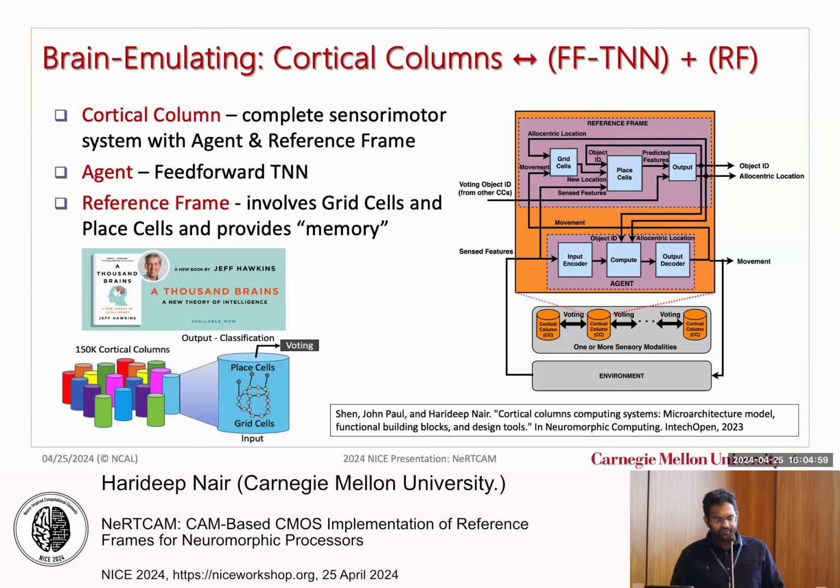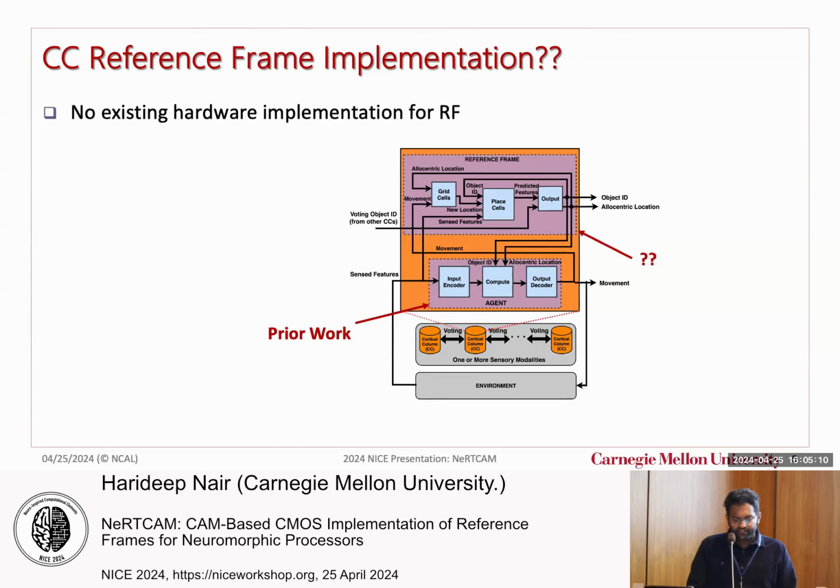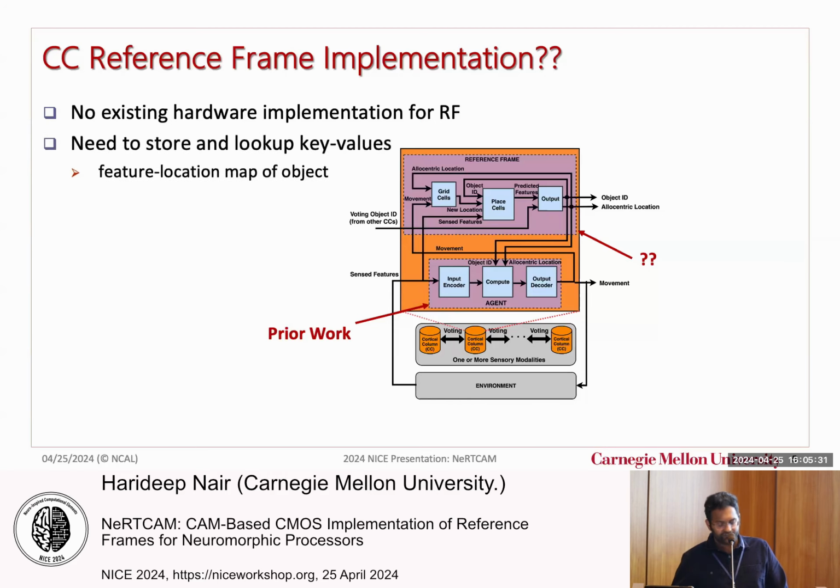And so the question is, can we build these cortical columns in hardware? And a lot of our prior work has focused on implementing temporal neural networks and parts of the agent, compute, etc. But so far, a hardware implementation for a reference frame is lacking. And so we come from a computer architecture standpoint, and we always ask the question, what's the architecture or microarchitecture that can efficiently implement something, right? So in this case, we are focused on the cortical column, specifically the reference frame.